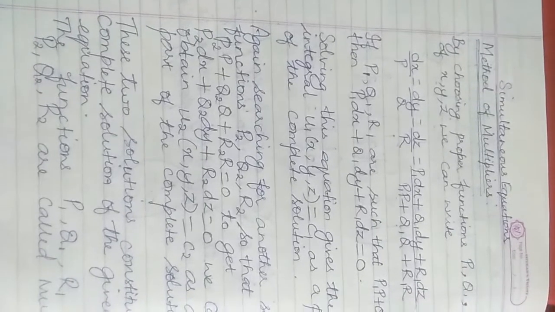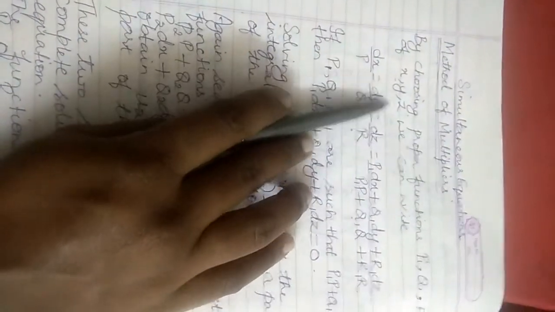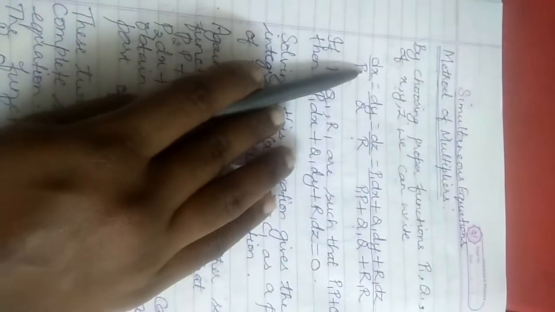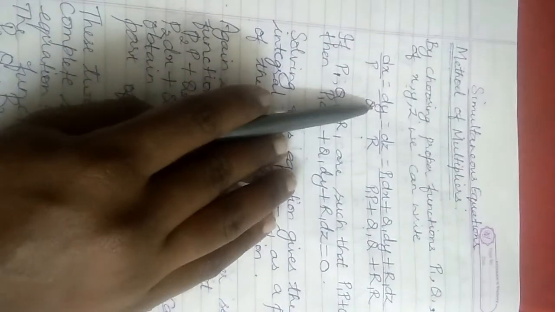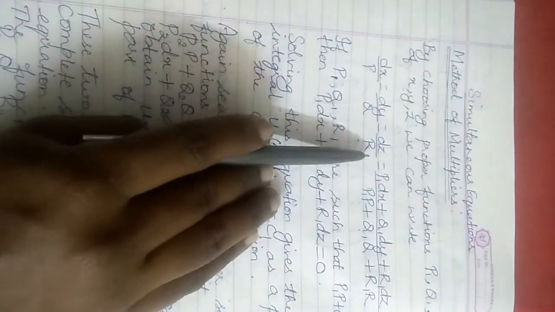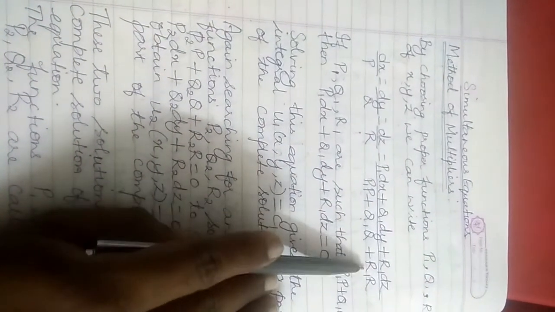Hi everyone. Today we are going to learn simultaneous equations by the method of multipliers. By choosing proper functions p1, q1, r1 of x, y, z, we can write the standard form of simultaneous equations dx by p equal to dy by q equal to dz by r in the form of (p1 dx plus q1 dy plus r1 dz) whole divided by (p1 p plus q1 q plus r1 r).